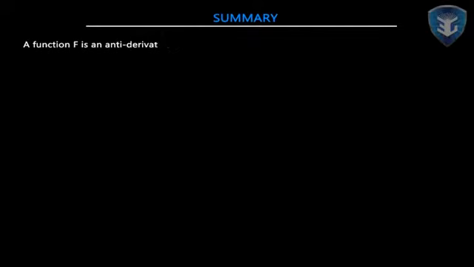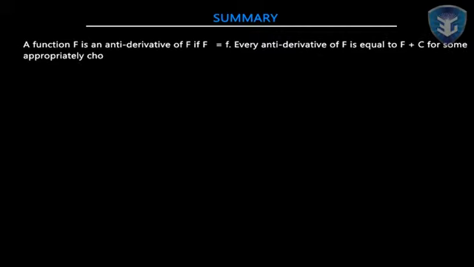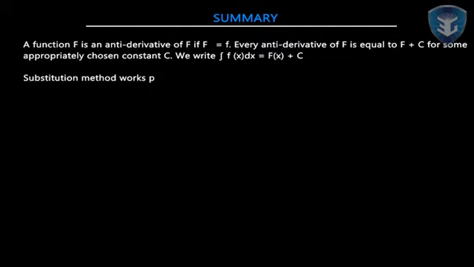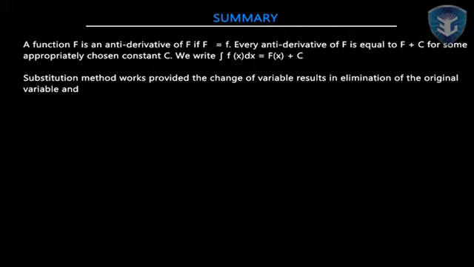Now in the end, let us summarize what we have learned in this lecture. A function F is an antiderivative of f if F dash equals f. Every antiderivative of f is equal to F plus c for some appropriately chosen constant c. We write integral f(x) dx equals F(x) plus c. The substitution method works provided the change of variable results in elimination of the original variable and leads to a simpler, more elementary integral.